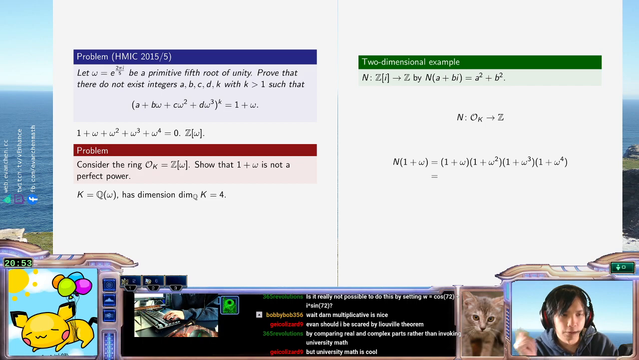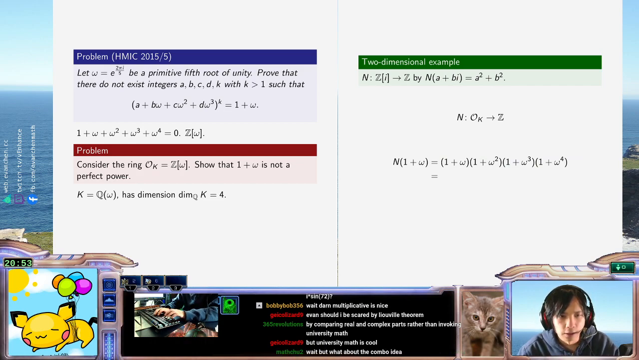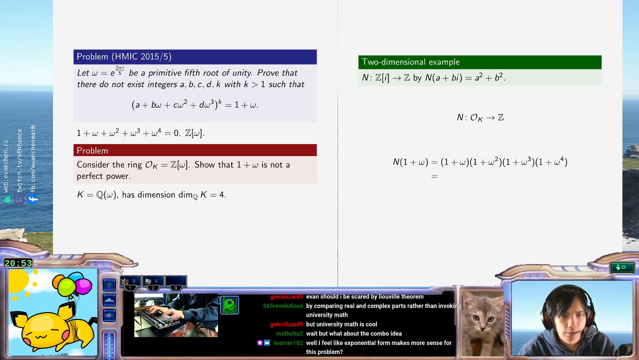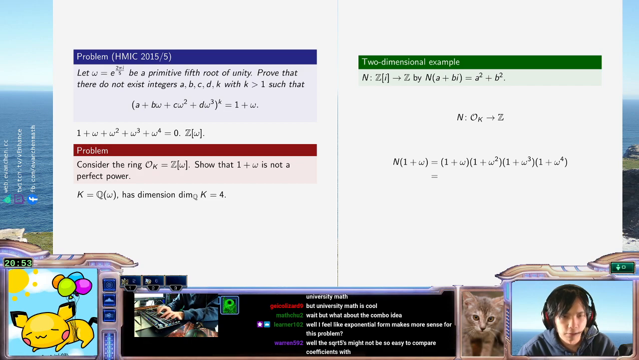Okay, anyways, I'm going to do the expansion now. This is the part that I think people here should be able to do, because it's multiplicative. This is an elementary calculation.